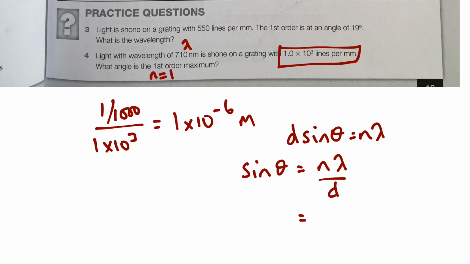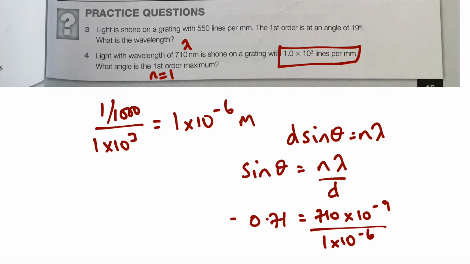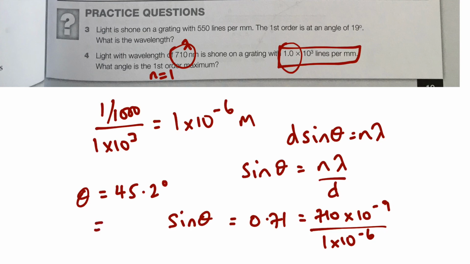So n, we said, was 1. Lambda, 710 nanometers, so times 10 to the minus 9. Divide that through by 1 times 10 to the minus 6, which equals 0.71, but we need to remember that that still equals sine theta, so we need to inverse that. So sine to the minus 1 of that gives us an angle of about 45.2 degrees. Although given that that's to 2 significant figures and that's to 2 significant figures, 45 degrees will be absolutely fine.